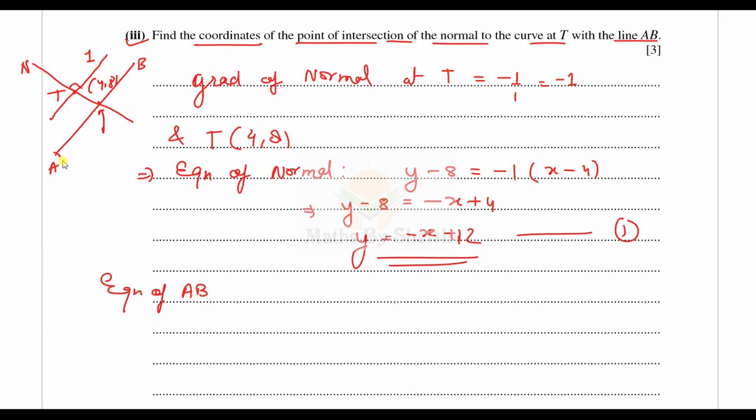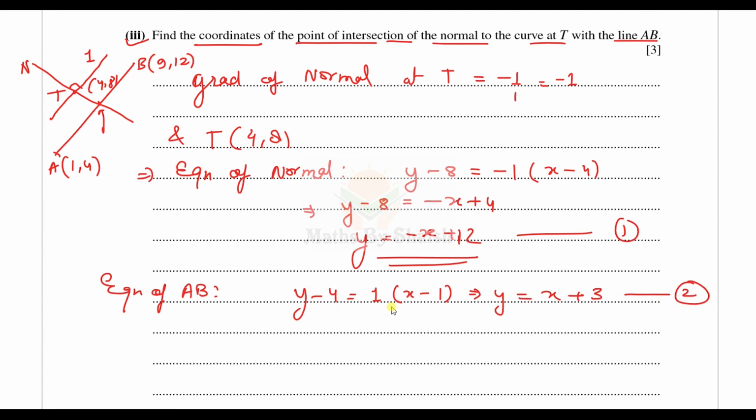Now the equation of AB. A is 1 comma 4 and B is 9 comma 12. So the equation of AB we can also find. It is going to be y minus y1, we'll take 4, is equal to gradient 1 into x minus x1, that is 1, and hence y is equal to x plus 3. So this is equation number 2.